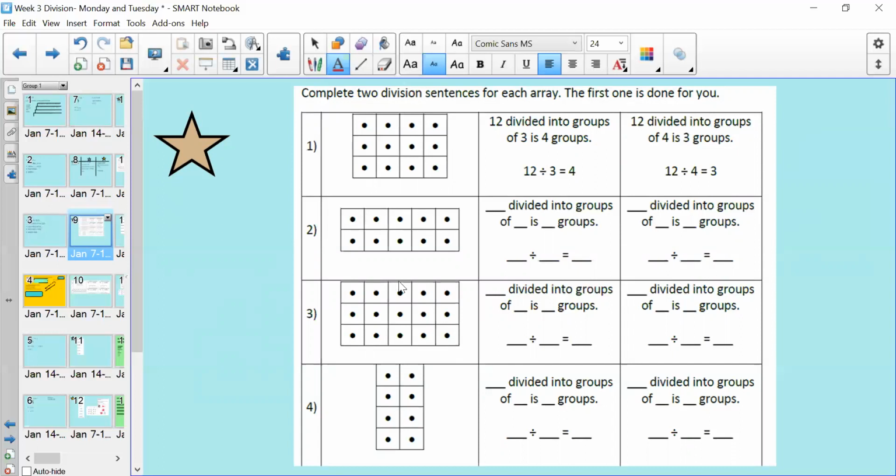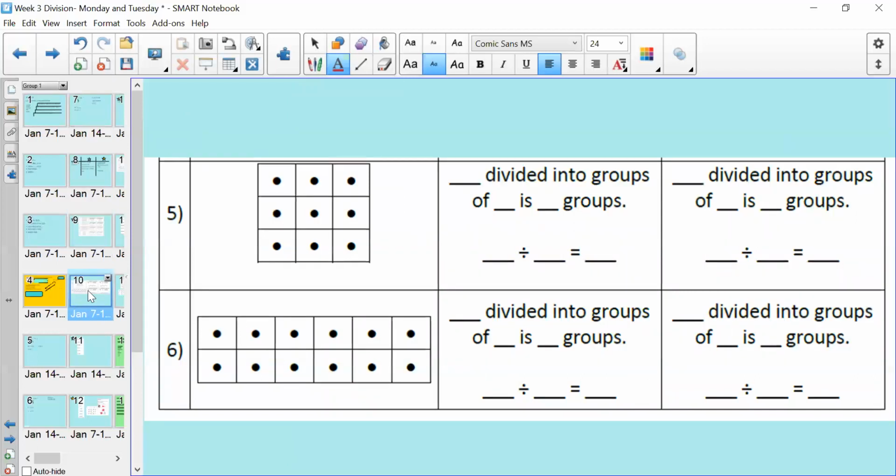So what you need to do is you need to count how many black dots there are, see what they're dividing it into, and what the answer is going to be. So you'll write the sentence and the division sum. And then there's some more on the following page.